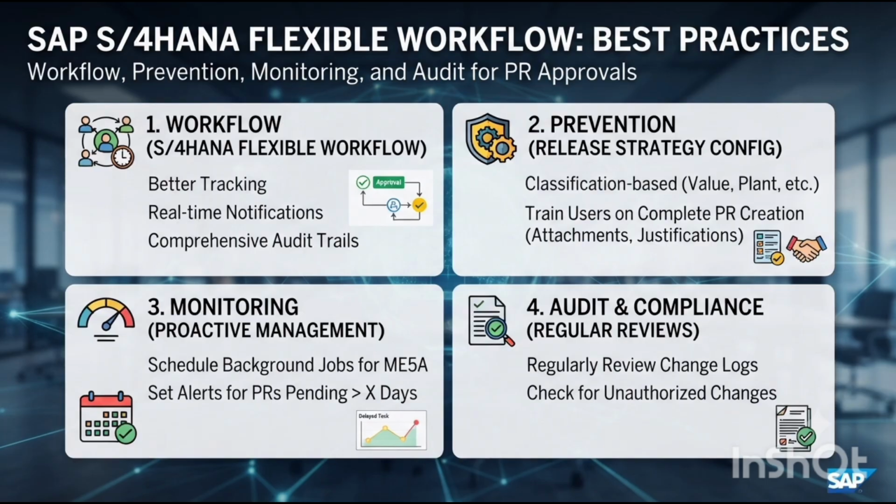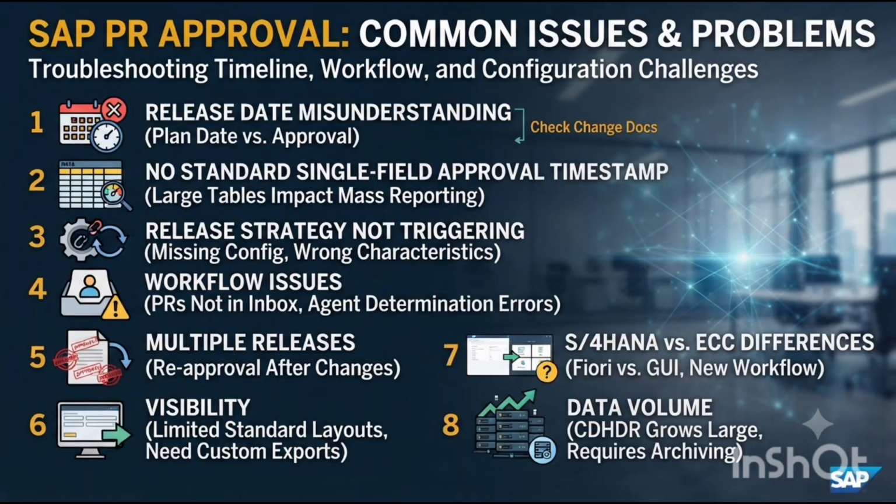Second, prevention starts with robust release strategy configuration based on precision characteristics like value, plant, and material group. Third, proactive monitoring involves scheduling background jobs to run ME5A variants automatically. Fourth, regular audit and compliance reviews ensure that the change logs are systematically examined for unauthorized alterations or bypassed conditions. Together, these practices transform procurement from a reactive administrative bottleneck into an efficient, transparent, and streamlined operational driver.